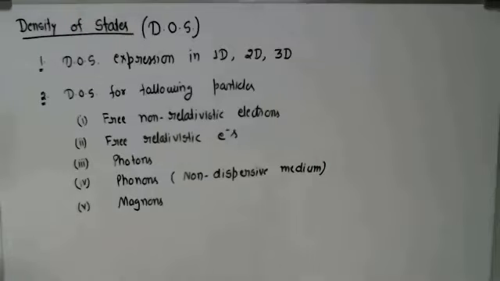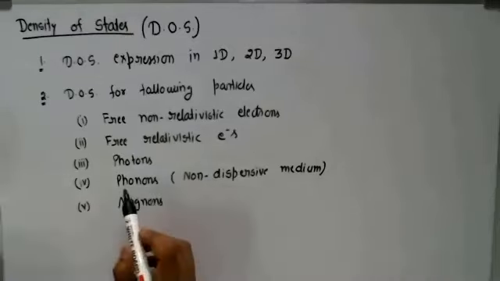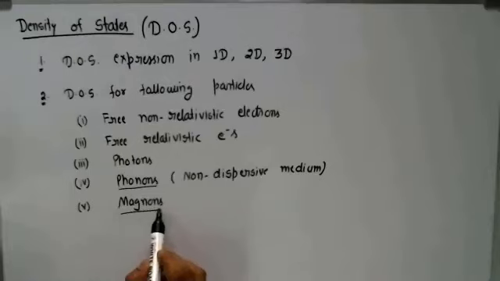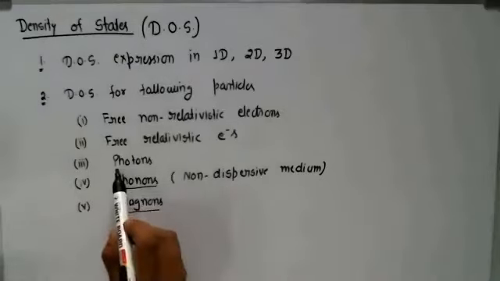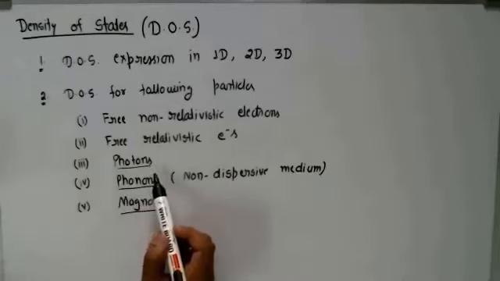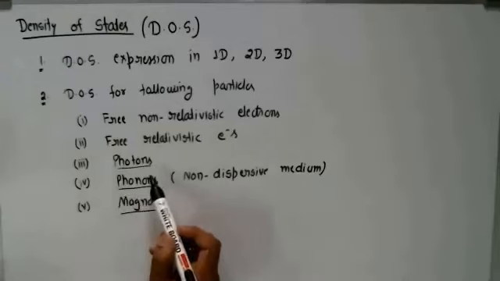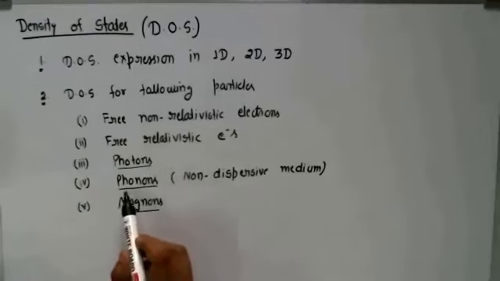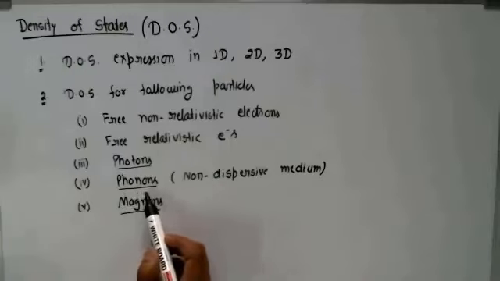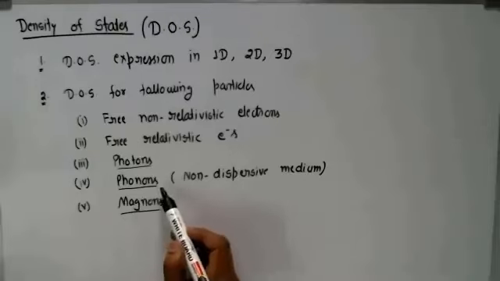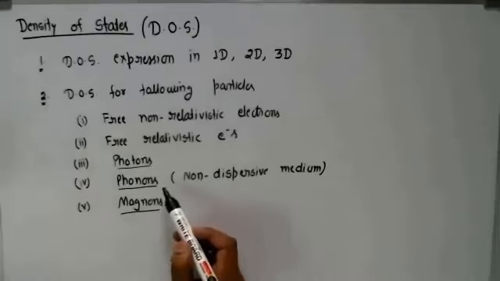And I hope you are already aware of these particles called phonons and magnons. But still I can tell you a little bit. So photons, of course, you know, they are the quanta of the EM waves, electromagnetic waves. Whereas phonons are the quanta of the elastic waves. So when I say elastic waves, I mean waves produced inside a solid.